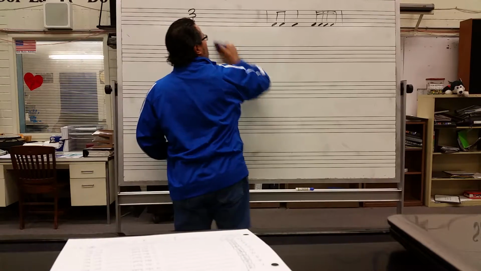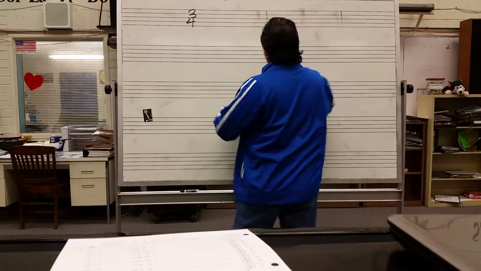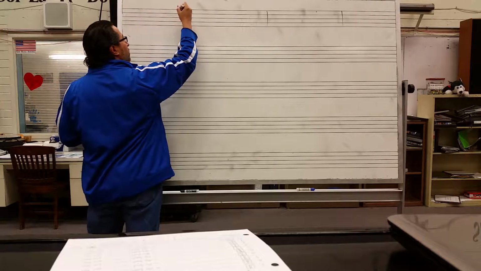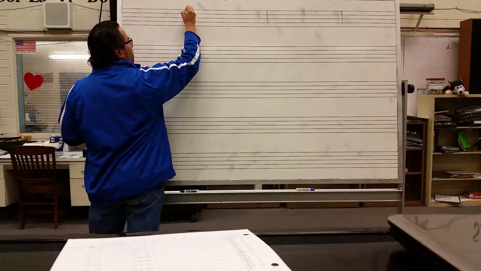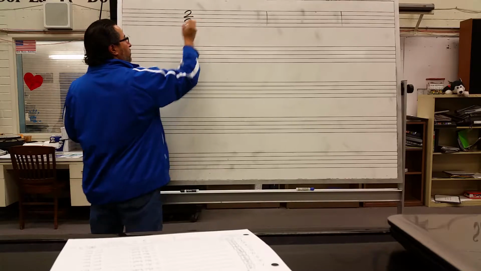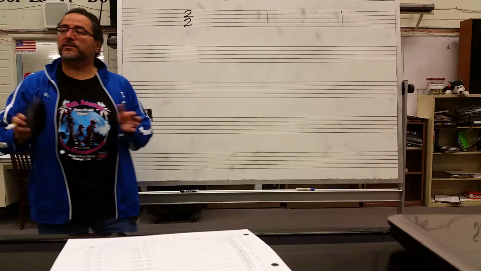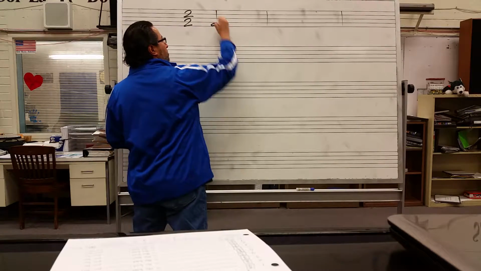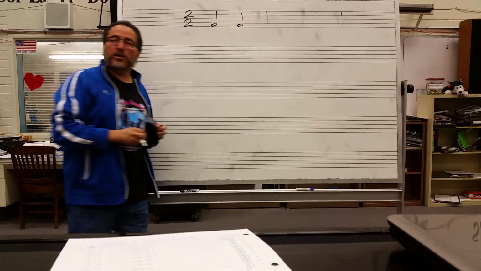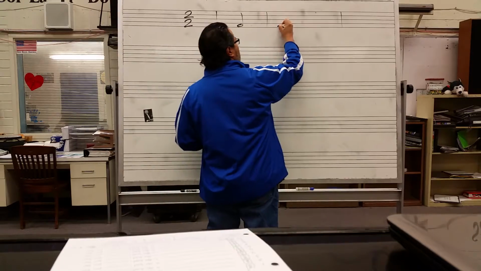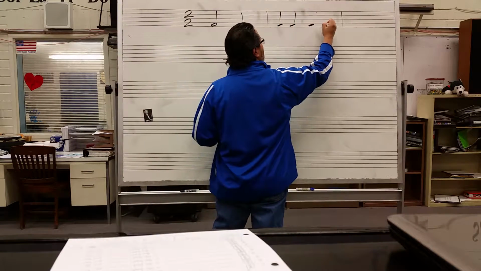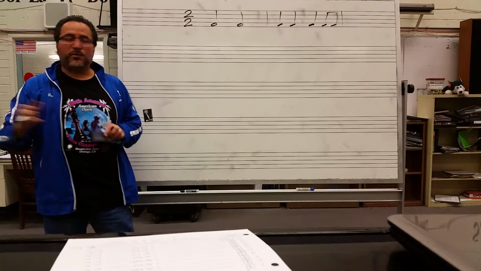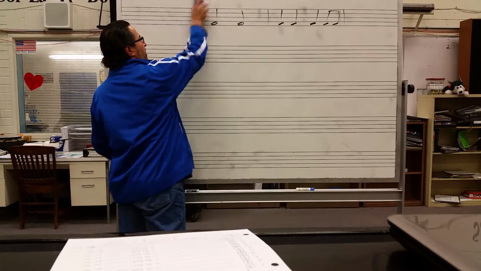What if I have 2 2? What does that tell me? 2 half notes per bar. There's 1 bar of 2 2. Here's another bar of 2 2. It looks a lot like 4 4, doesn't it? For those of you who are familiar with that.